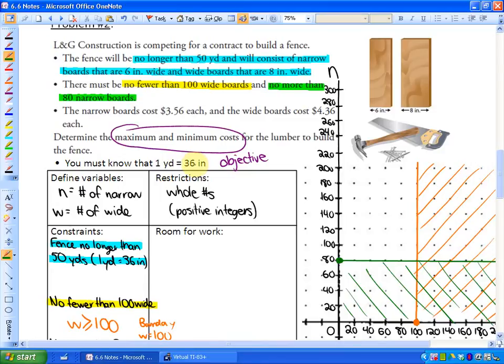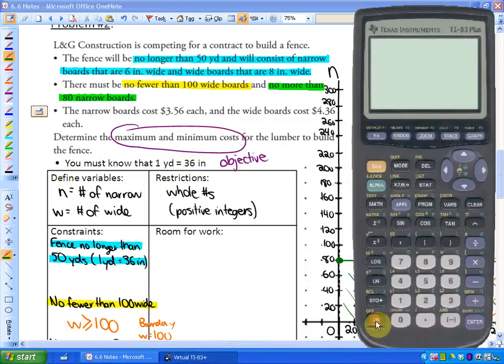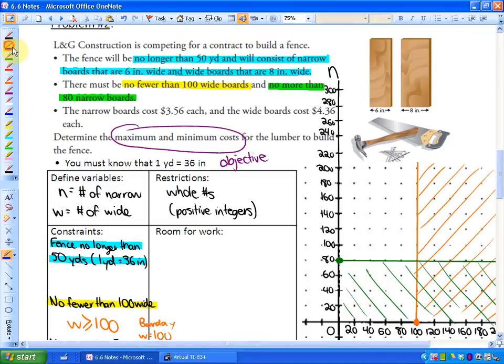So if I wanted to know what 50 yards was, I would do 50 times 36. That would be 1,800 inches. So we know that 50 yards is equivalent to 1,800 inches. That's as long as our fence could be, so it has to be less than or equal to 1,800 inches. Now what has to be less than or equal to 1,800 inches?